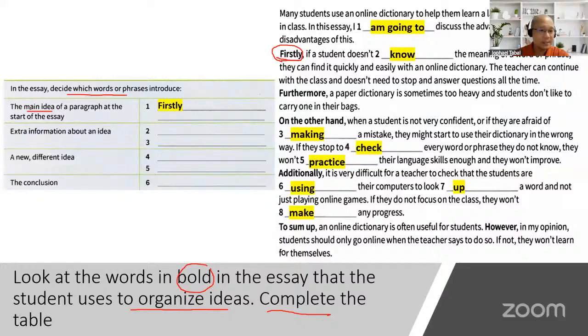So number 1 here is the main idea of a paragraph at the start of the essay. So which of these words in bold are used to start the paragraph? 2 and 3, all right? Which of these words shows adding information about an idea? 4 and 5, which of these words here in bold shows a new or different idea? And number 6, I think is very easy. The word that shows conclusion is this one, to sum up. Okay. So I'm going to ask you to complete this task in 3 minutes, or 2 minutes is enough, I think. Okay.